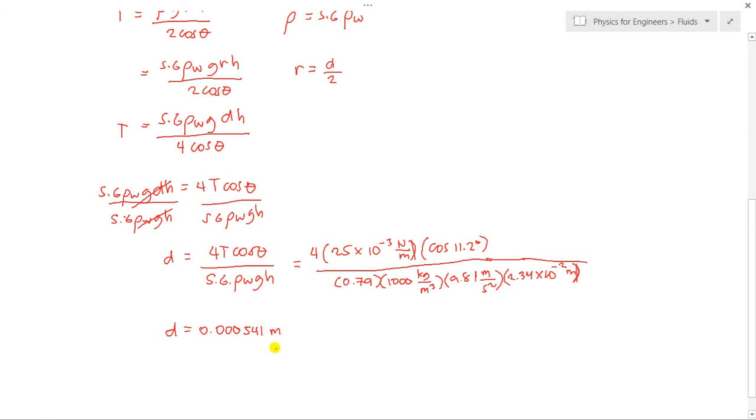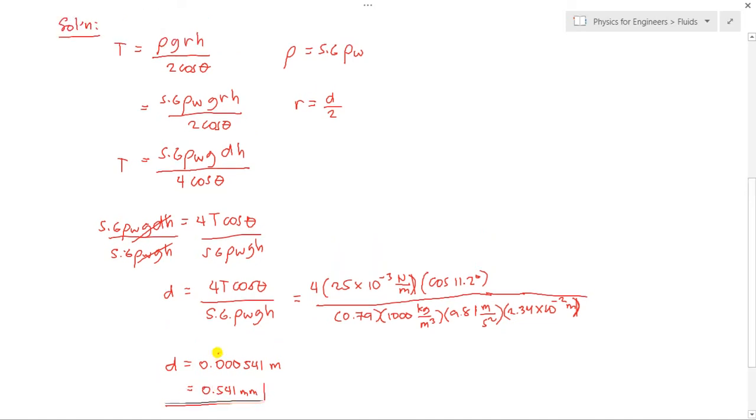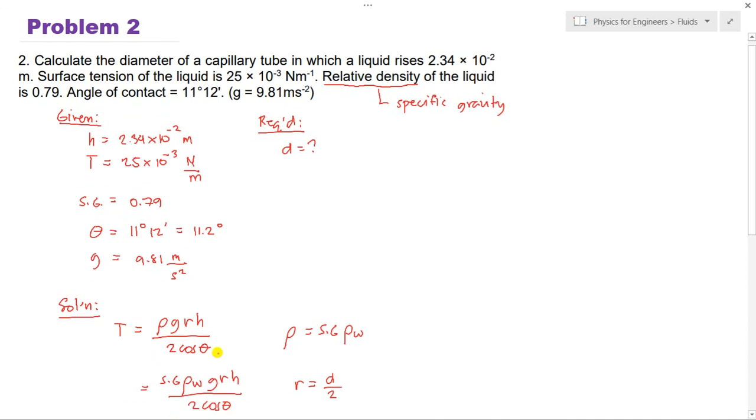This is in meters, but we can convert this into millimeters by multiplying by 1000. So in terms of millimeter, this is 0.54541 mm. So it is very small, class. Small because that is the diameter of our capillary tube. Okay, any questions?